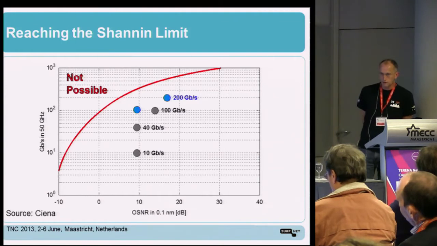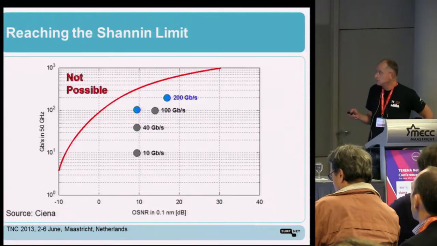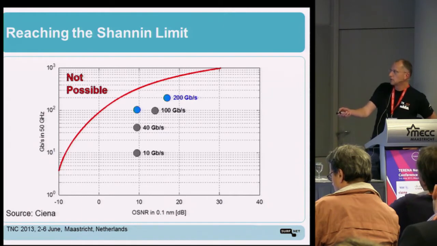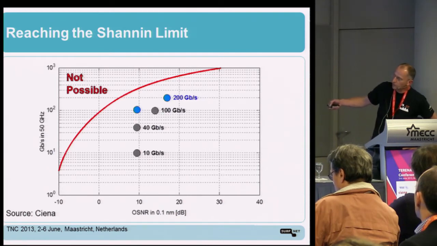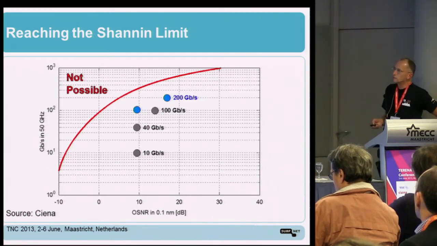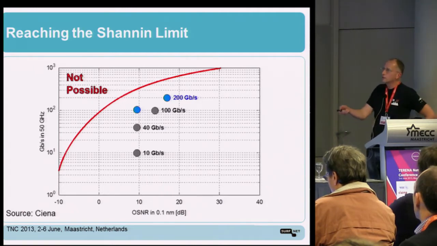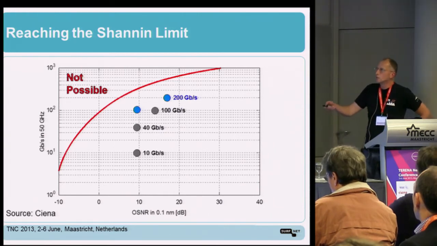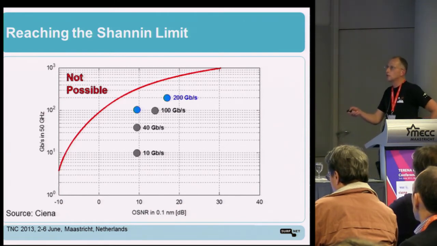So this is the Shannon limit. This is a measure of the distance. The farther you go to the left, how do I explain it? To the left, you can go farther with your signal. And vertically is basically the speed of the signal. So what this means, for example, for 100 gig, this is a plot of Ciena equipment.